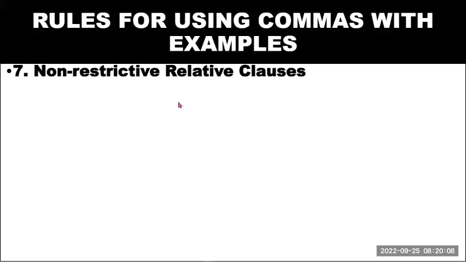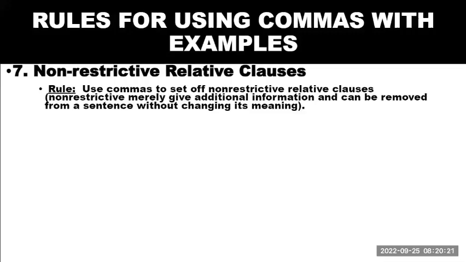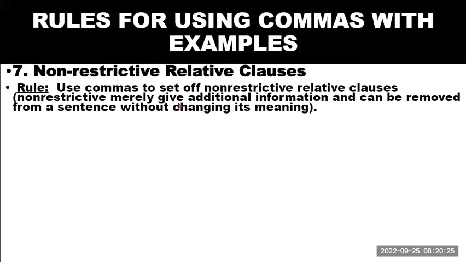Of course, you know, a relative clause is an adjective clause, and among relative clauses, you have restrictive and non-restrictive relative clauses. So let's look at how you can use commas when you use non-restrictive relative clauses. Now, the rule is that you should use commas to set up non-restrictive relative clauses. Now, what are non-restrictive relative clauses? They are those relative clauses that merely give additional information and can be removed from a sentence without changing its meaning. You know, it just gives you additional information.